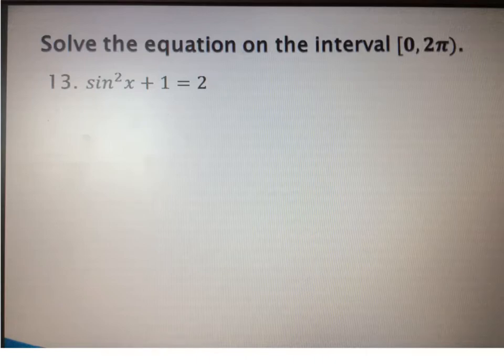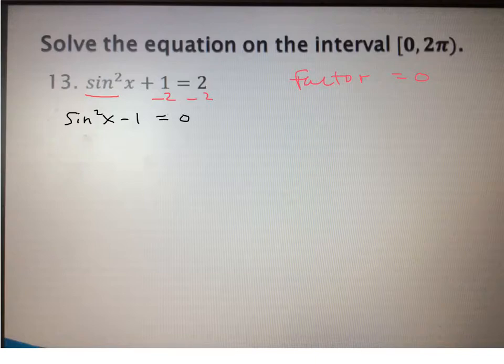This is another question where we can solve it by factoring. And so that's what I'm going to do. I'm going to factor, and in order to factor, I need to get my equation equal to 0. So I'm going to subtract 2 from both sides, and that would give me sine squared of x minus 1 equals 0. And then I need to think of how I'm going to factor this.